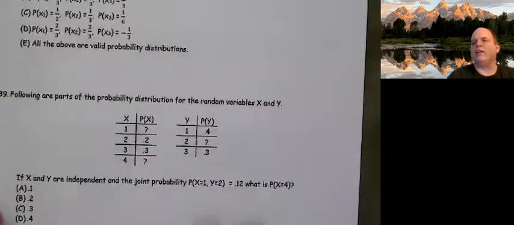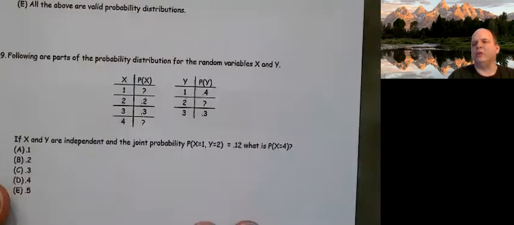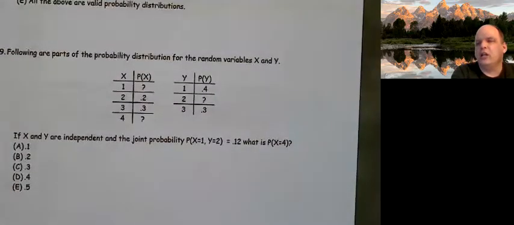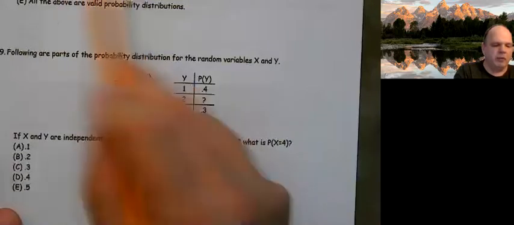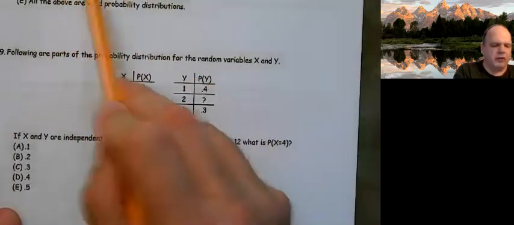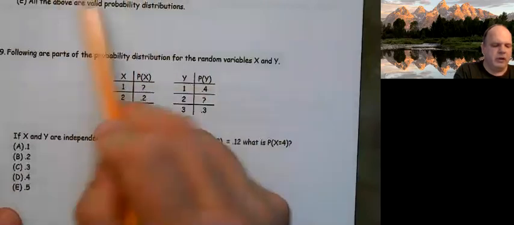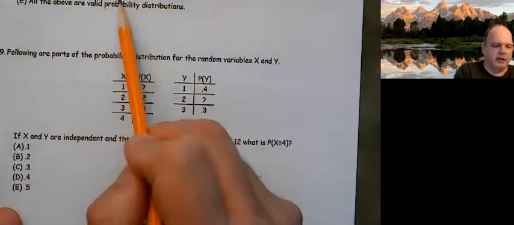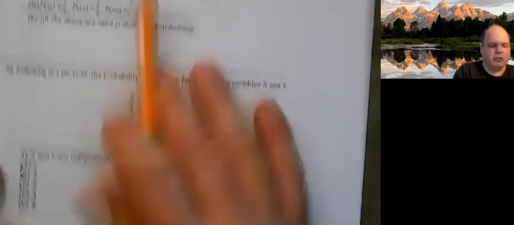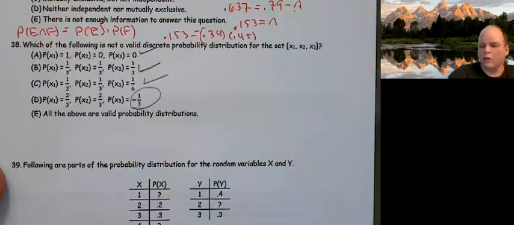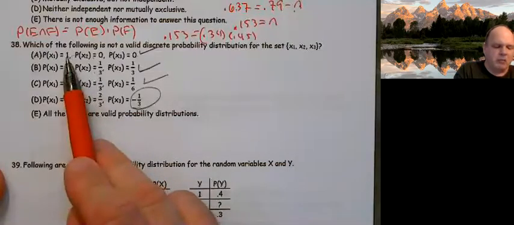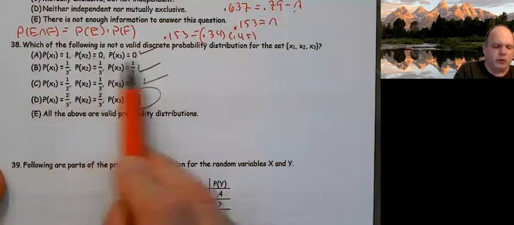Which of the following is not a valid discrete probability distribution? To be valid, the probabilities have to be between 0 and 1 inclusive and must sum to 1. Well, 0 and 1, sum to 1. Sum to 1. Sum to 1. I have a negative probability. Oops, slid that up too far. Sorry about that. So going back, 0 to 1 inclusive, and sum to 1.